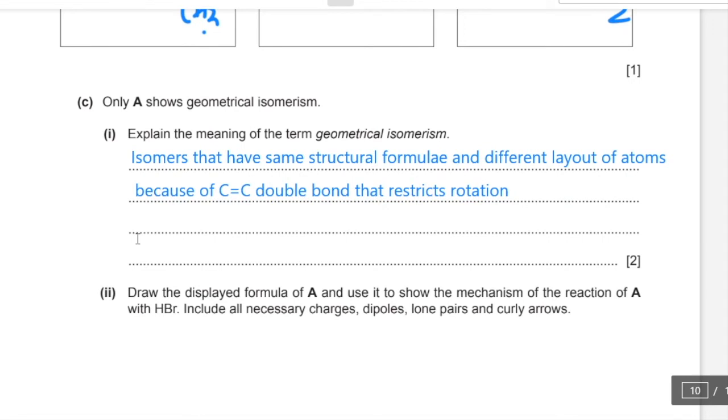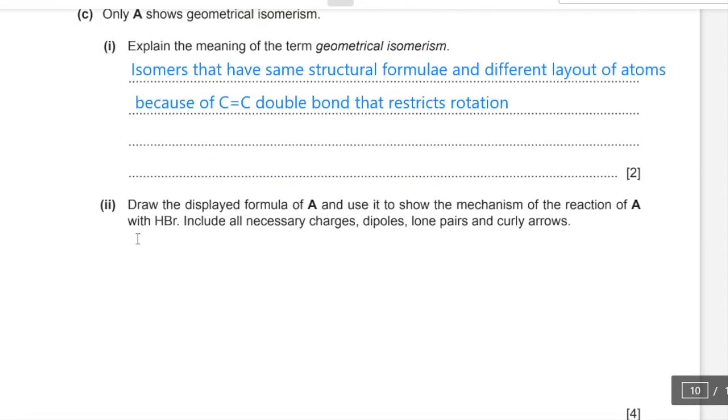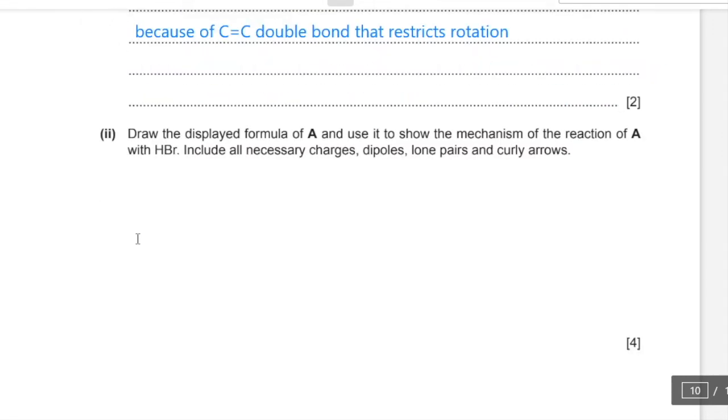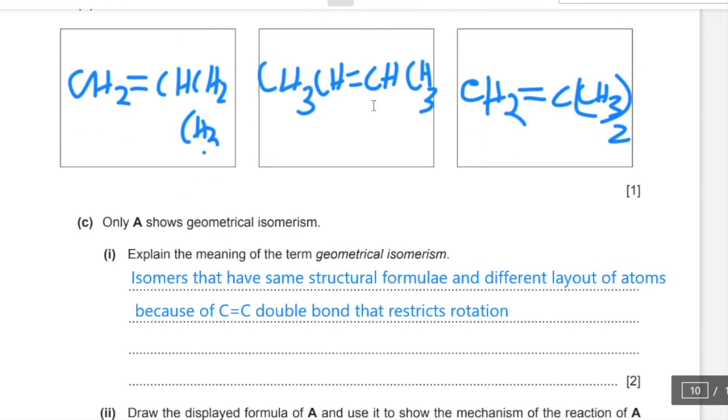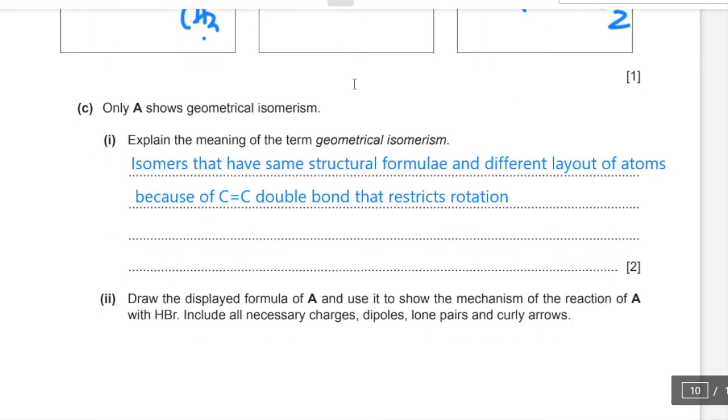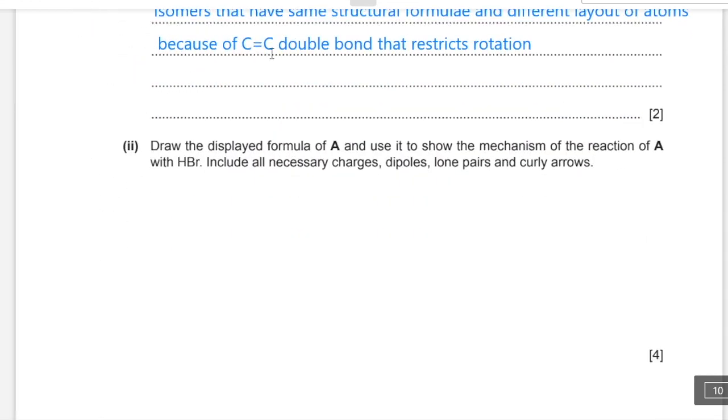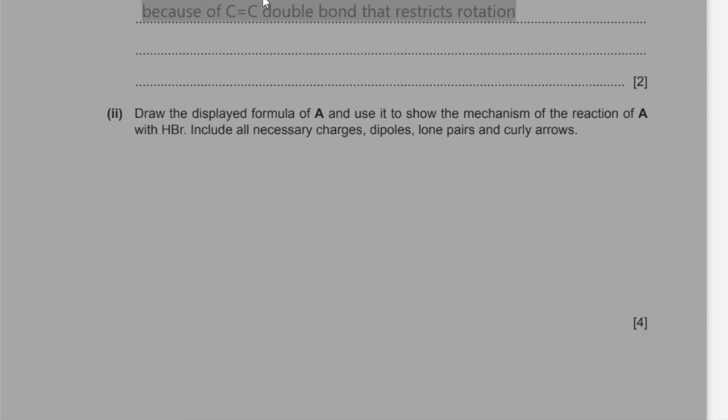2. Draw the displayed formula of A and use it to show the mechanism of reaction of A with hydrogen bromide. Include all necessary charges, dipoles, lone pairs, and curly arrows. So the reaction of A with hydrogen bromide is an electrophilic addition. It's addition because the double bond is involved and hydrogen bromide acts as an electrophile over here. So you can start by drawing the displayed formula of A.